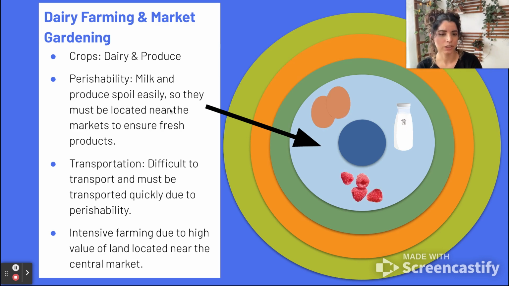So just a few examples, like let's say various berries or fruits or certain vegetables, you do want them close by, and definitely milk and milk products. For transportation, these can be difficult to transport and must be transported quickly. This is intensive farming due to the high value of land and located near the central market.